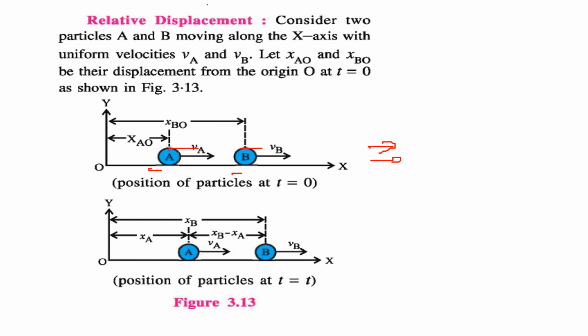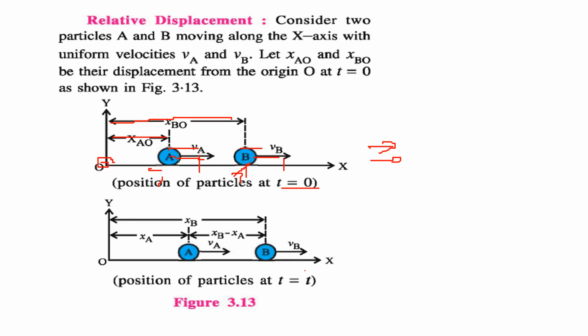What is the relative displacement? We consider two particles, say A and B, which are moving along the x-axis, and they have a uniform velocity, which is VA and VB. Now this is the distance XAO. XAO is the displacement from origin at time t equal to 0. This is also having a distance of XBO, where O is the origin. So distance is XB. What is the velocity VA? This is velocity VB. So what is the position when they are just starting, that is t equal to 0?